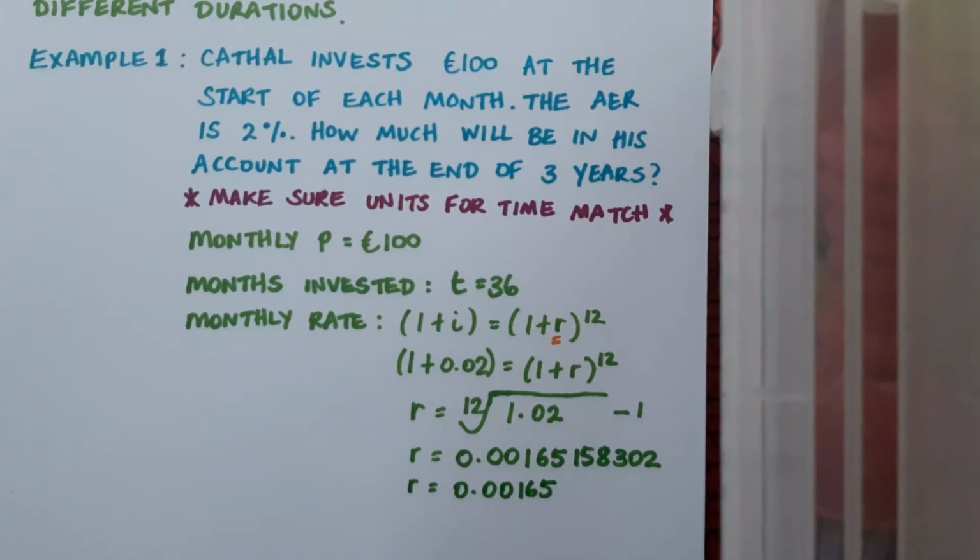In some questions, you'll just be given the monthly rate. In some questions, they'll tell you what to round the monthly rate off to in terms of number of decimal places. If not, then do what I've done here and keep about 5 decimal places in the decimal version. So now I'm ready to go ahead with my calculations. So really in this question, because Cathal's investing 100 at the start of every month for 3 years, I've really got 36 individual investments going on.